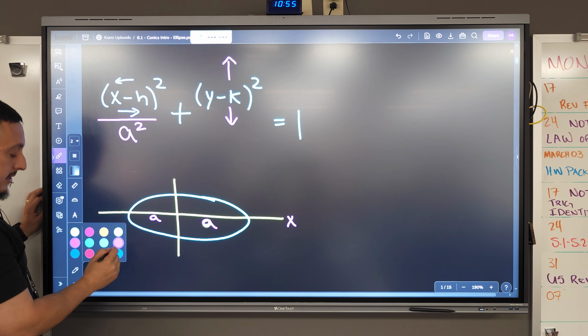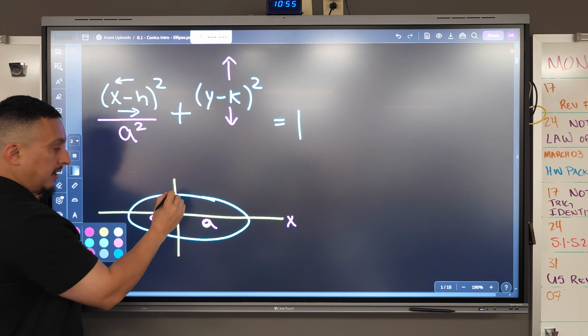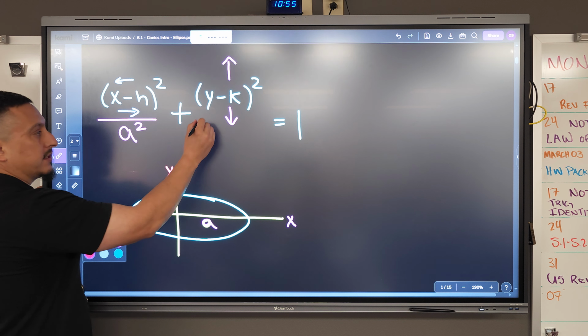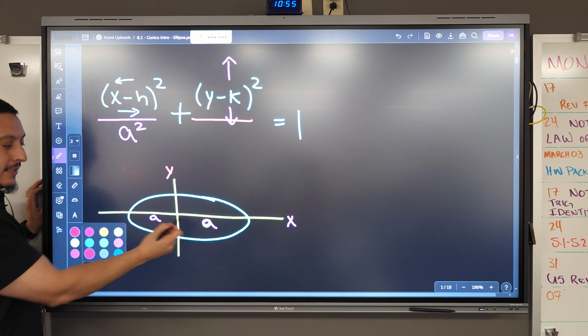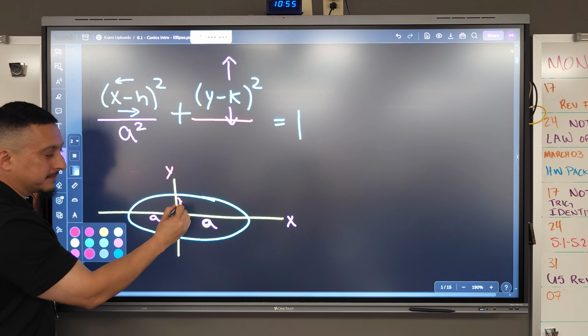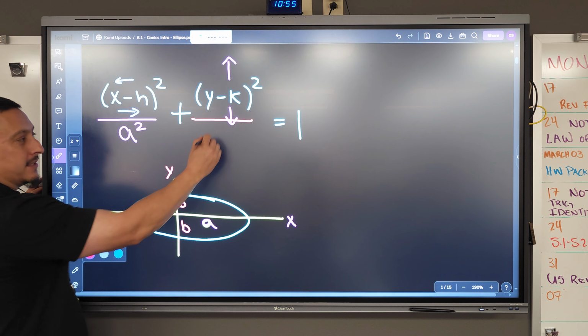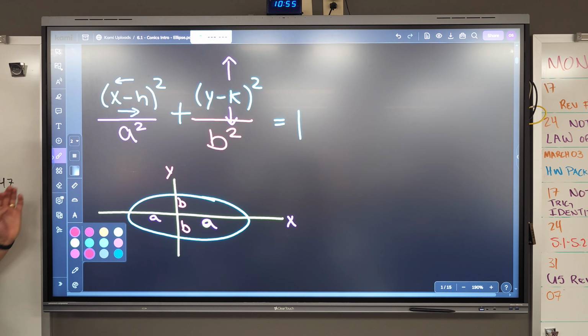The short axis, that's this one, that's the y-axis, so it's going to go over here with the y. We call that one, what do you guys think? This one's A, B. Math is a lot of common sense, right? B squared. And that's it. That's how we distinguish the long side from the short side.